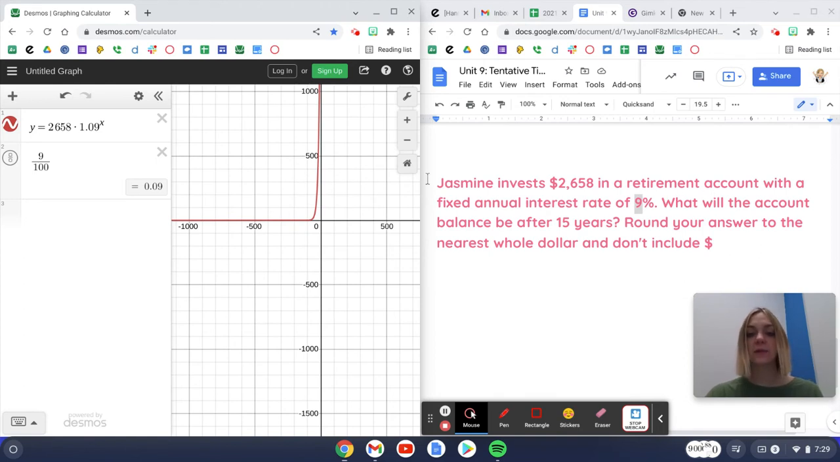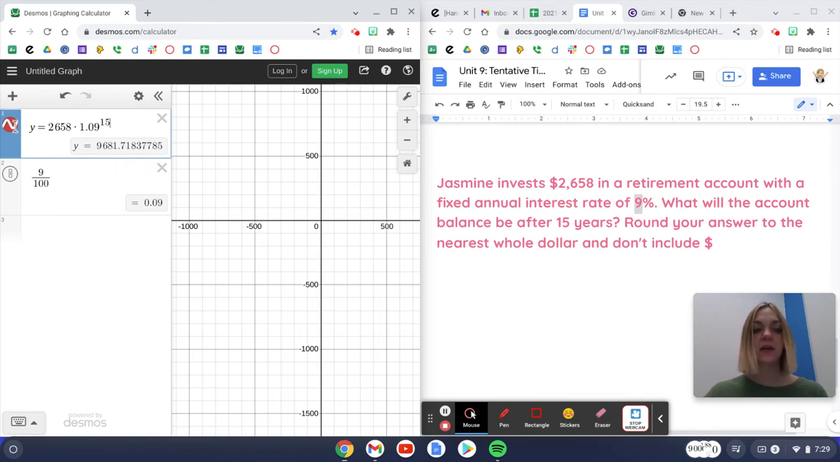Now it says, what will the account balance be after 15 years? So what I would do is take out x and put in 15 because x tells us time and they're asking about 15 years. Take out x, put in 15. And if I'm following the instructions, it says to round to the nearest whole dollar.